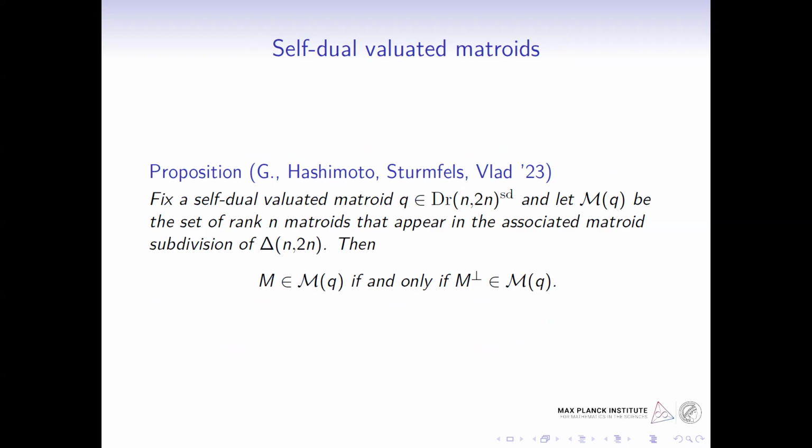Okay. If we think back on the subdivision of the octahedron, I had these two maximal cells, the upper pyramid and the lower pyramid. The dual of the matroid that belongs to the upper pyramid is the matroid that belongs to the lower pyramid, and vice versa, right? So this is exactly what we see here.